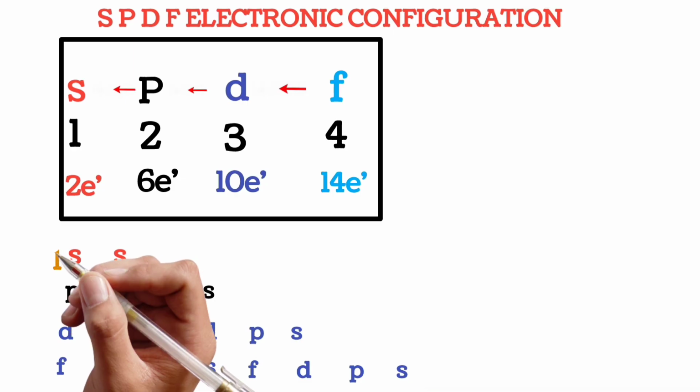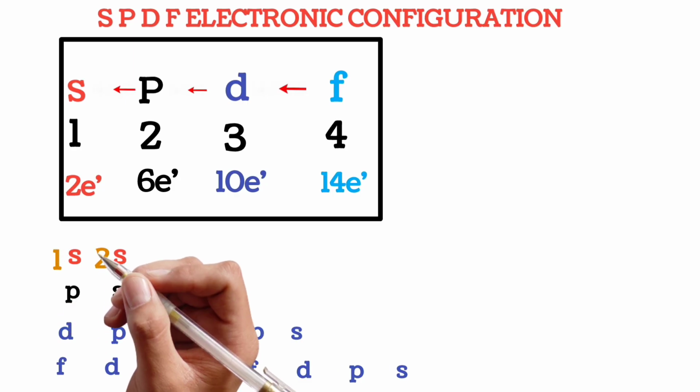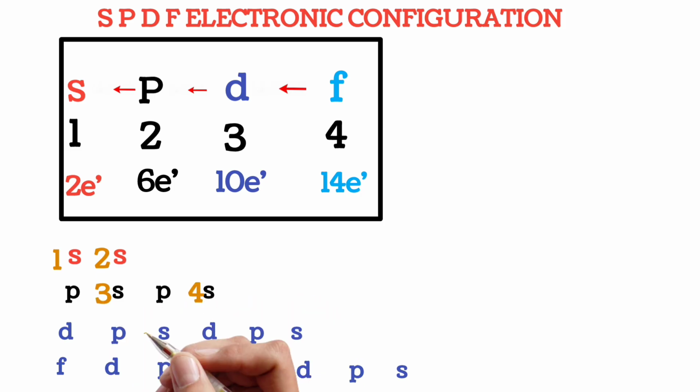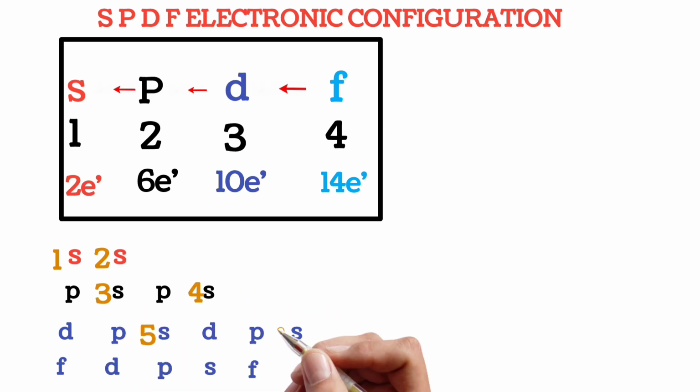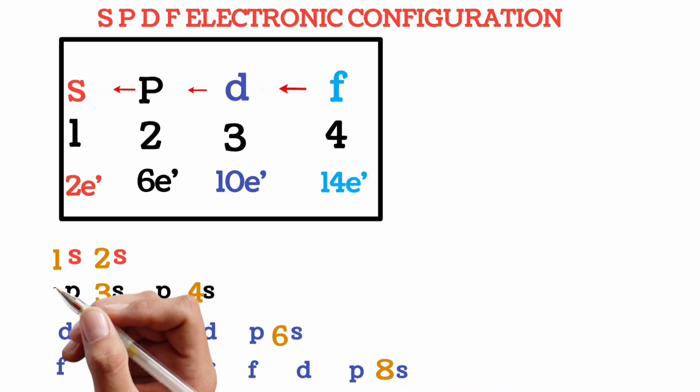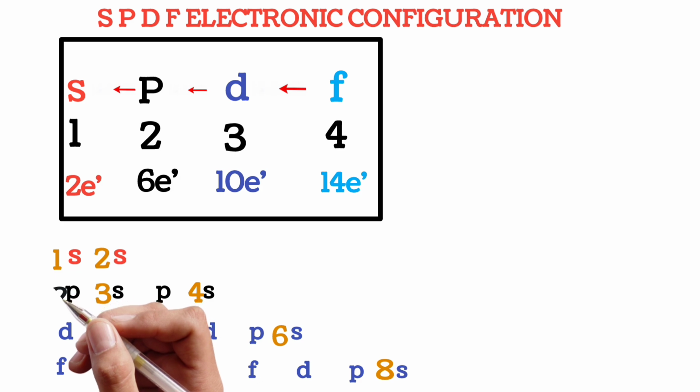Let's do the numbering. 1, 2, 3, just the S orbitals. 4, 5, 6, 7, and 8. So we have 8 S orbitals.